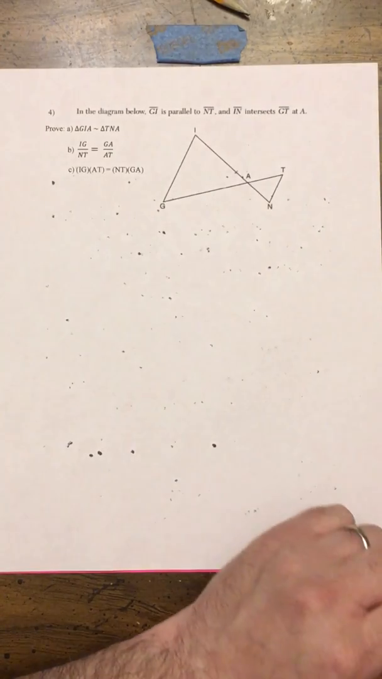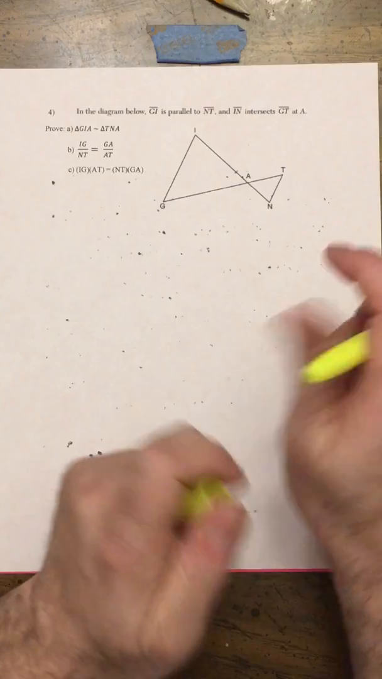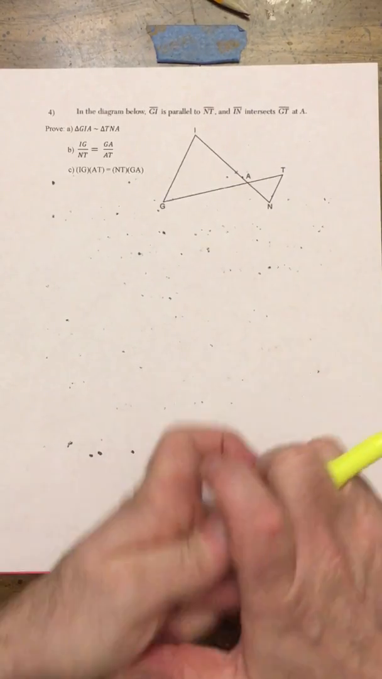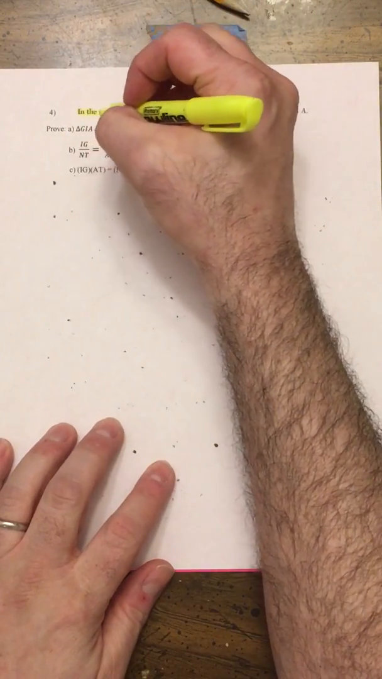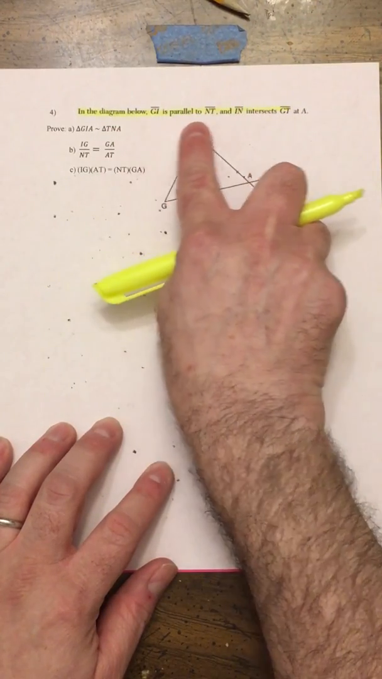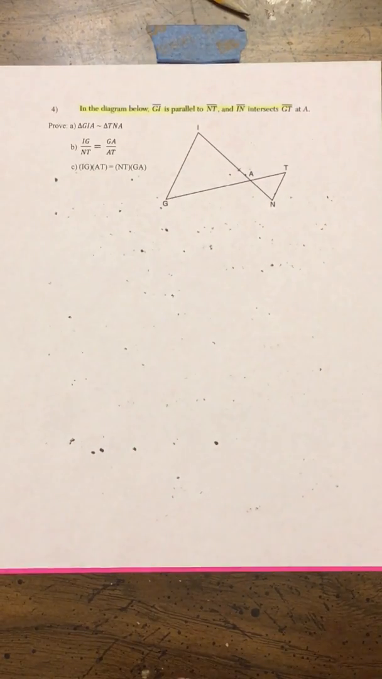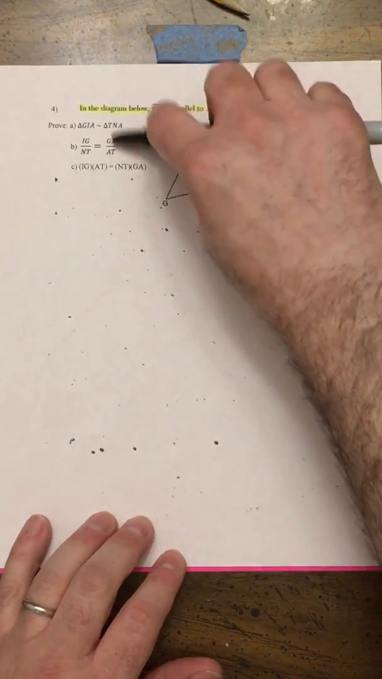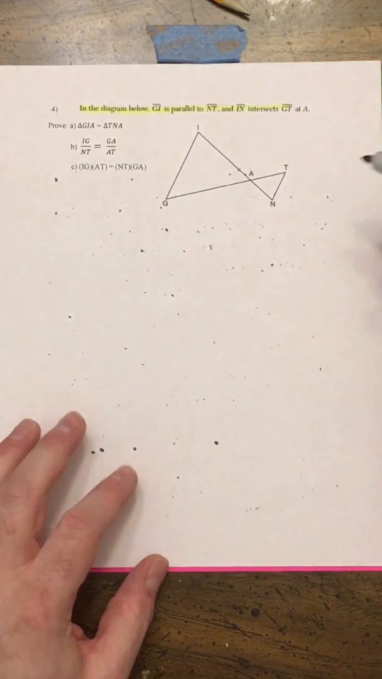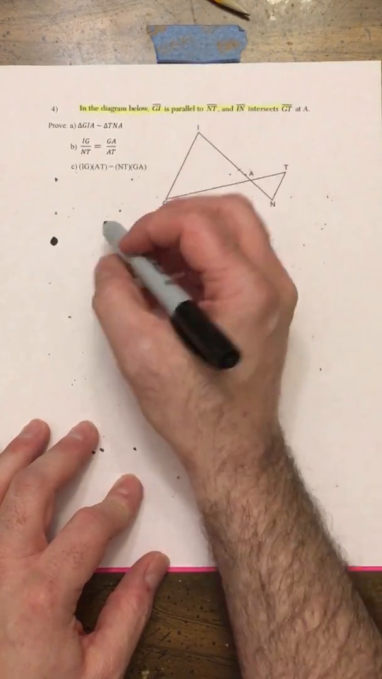Here, there's one difference between this problem and the previous problems. On the Regents, they don't always write down given. Sometimes they'll just state the givens in a paragraph form, something like this. You're given that GI is parallel to NT and IN intersects GT at A. The rest of the proof is kind of similar to what we've done already. And what we'll do is, we'll write down the givens.